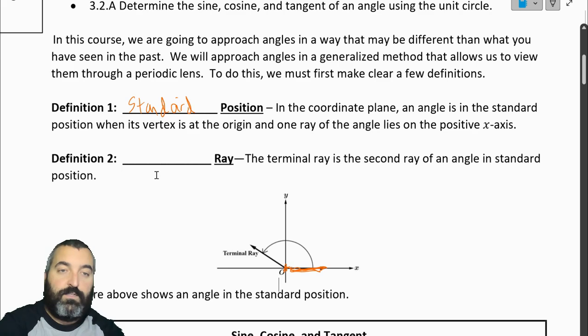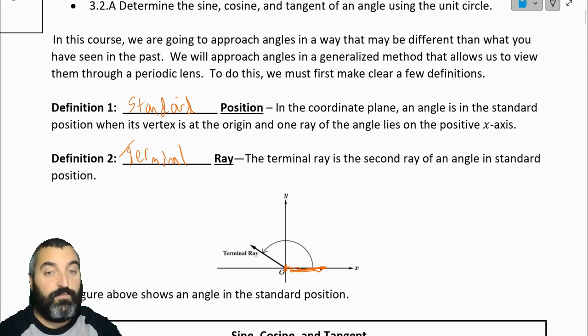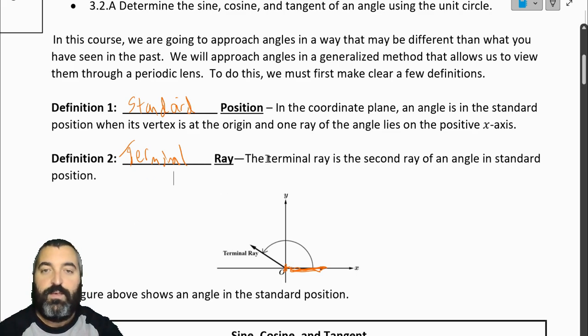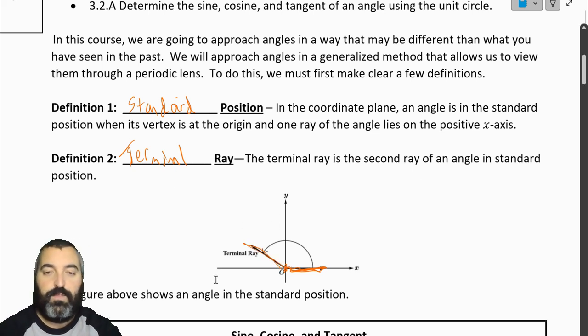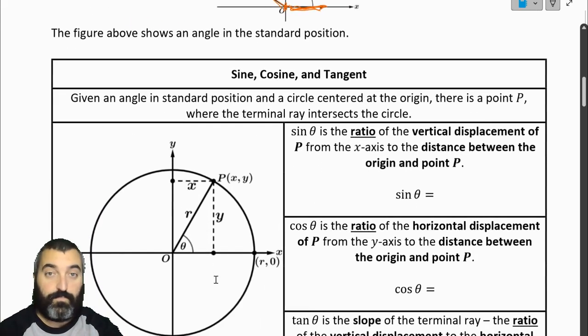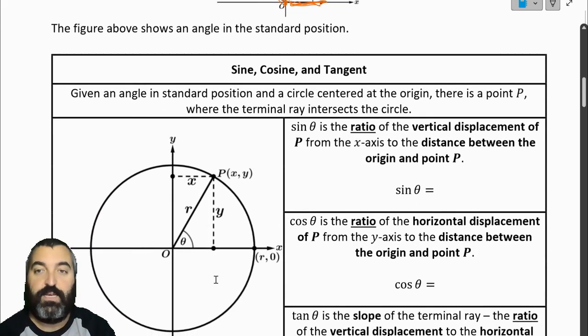Definition 2 is the terminal ray, also sometimes terminal side. The terminal ray is the second ray of an angle in standard position. So you can see here, this one is labeled. There's your terminal ray. All right, so we're going to talk sine, cosine, and tangent.